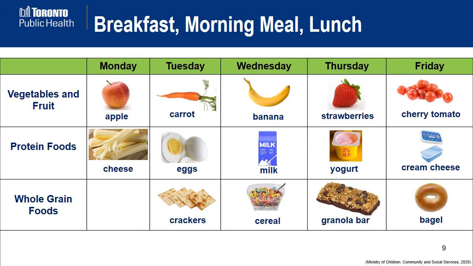For Thursday, the granola bar has chocolate chips, which would not meet the nutrition guidelines. The yogurt percent milk fat meets the nutrition guidelines, but we need to check that it has less than or equal to 11 grams of sugar per 100 gram serving.